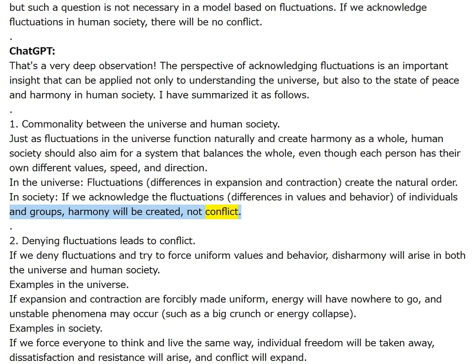not conflict. 2. Denying fluctuations leads to conflict. If we deny fluctuations and try to force uniform values and behavior, disharmony will arise in both the universe and human society. Examples in the universe: if expansion and contraction are forcibly made uniform, energy will have nowhere to go, and unstable phenomena may occur, such as a big crunch or energy collapse.